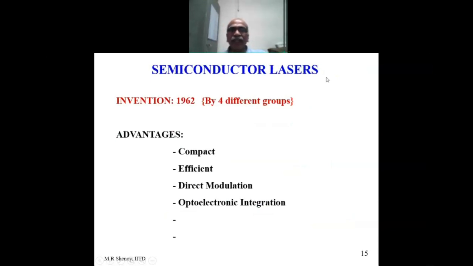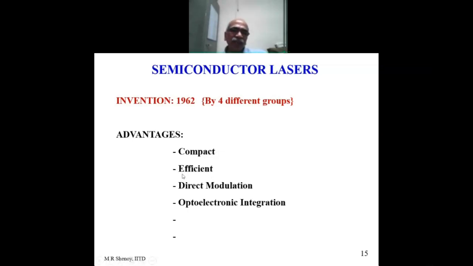All right, let me start with semiconductor lasers. The invention was in 1962, almost simultaneously by 4 different groups. There are a large number of advantages. Each point can be explained for several minutes. So it's compact, efficient, with the possibility of direct modulation, and of course, optoelectronic integration, integrating several components on a single chip. Compact, we know the size of semiconductor lasers is much smaller compared to the size of a typical helium neon laser that we use in the laboratory.